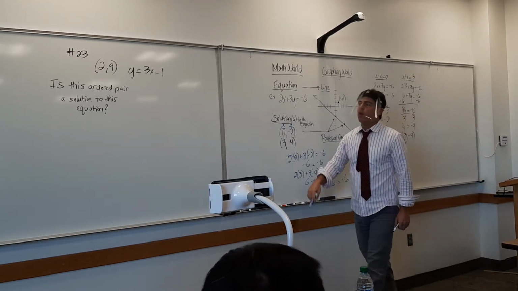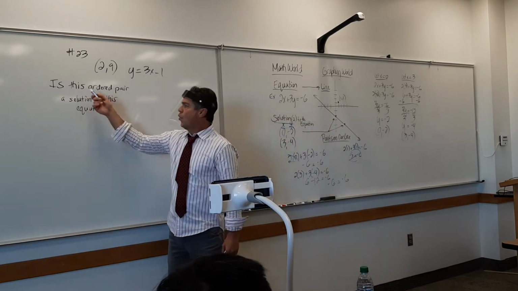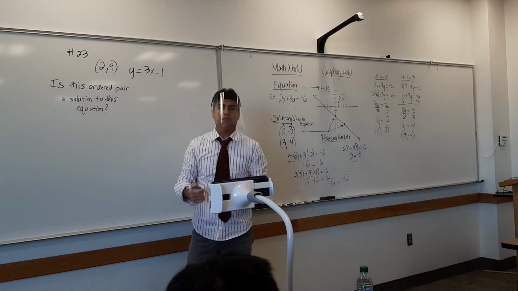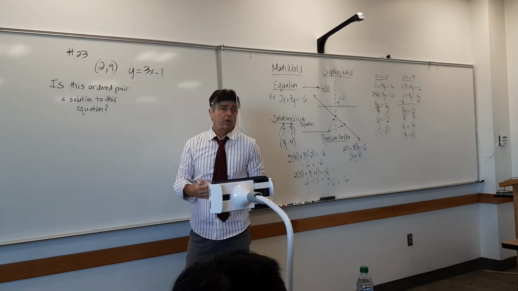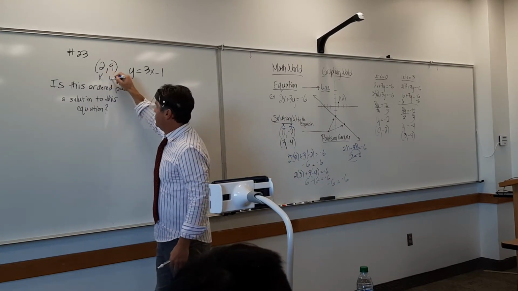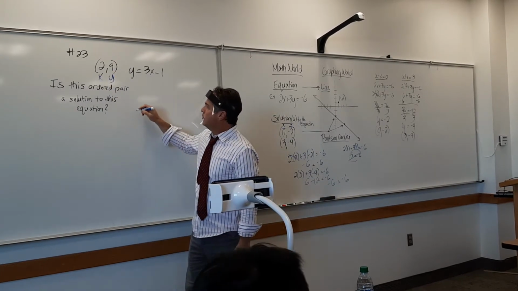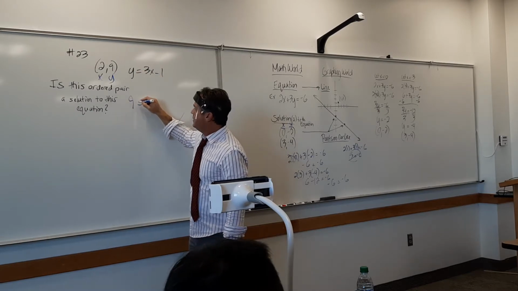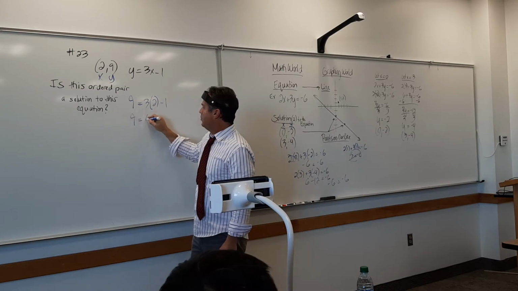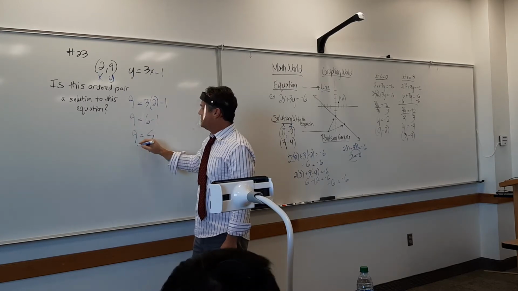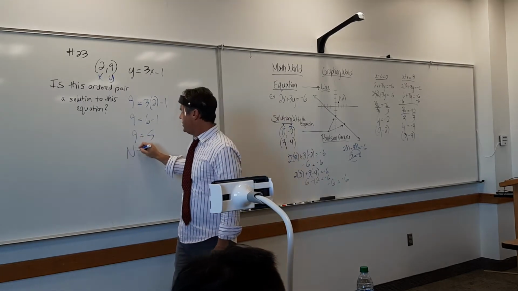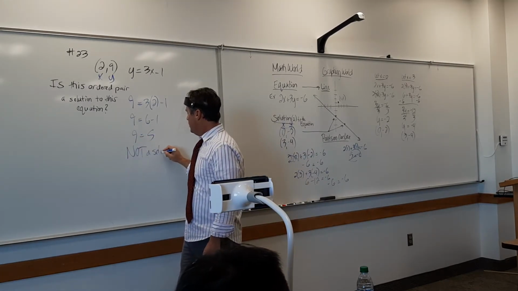Let's come back to the middle board. Is this ordered pair a solution to this equation? Do we need to graph this? No. What can we do? Plug it in, plug it in. Here's x, here's y, okay? And so where there's a y, we say 9 equals, where there's an x, we'll put in a 2, and say minus 1. So we get 9 equals 6 minus 1. 9 equals 5. Does 9 equal 5? No. No, it does not. And so this is not a solution to this equation.